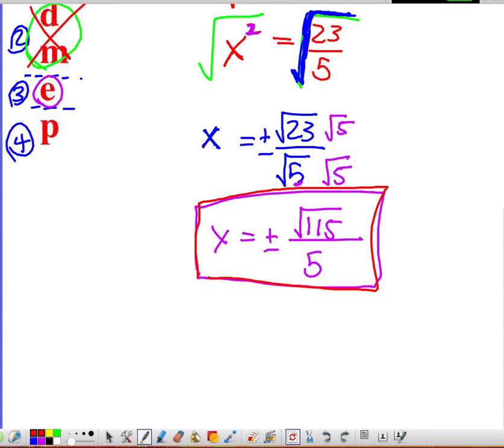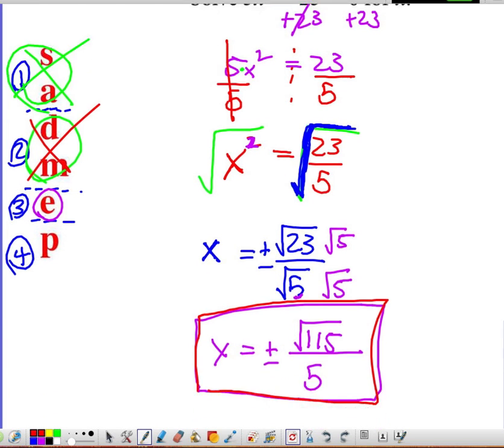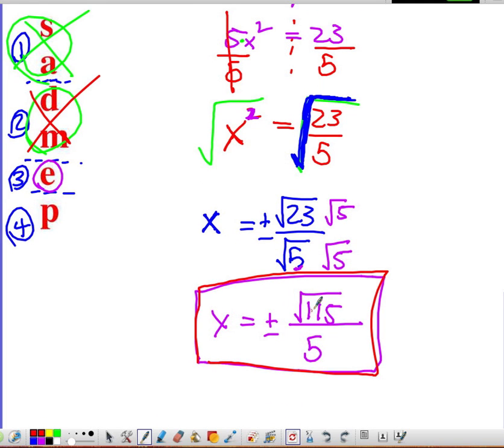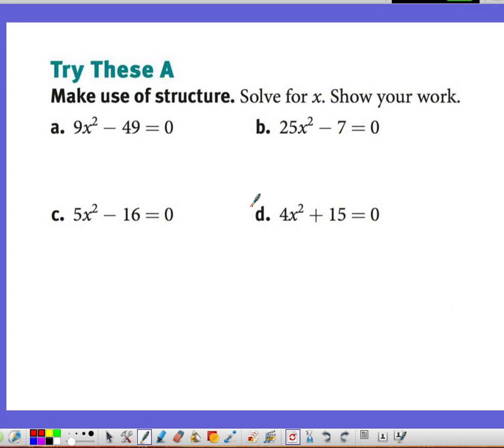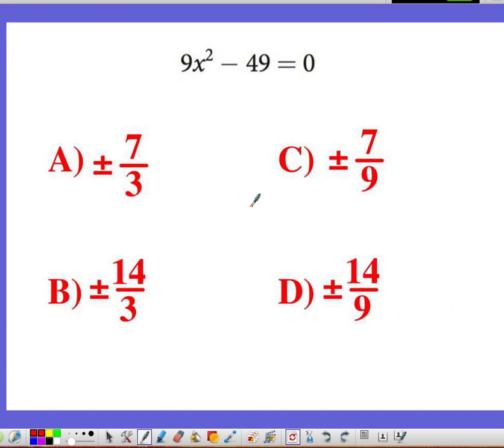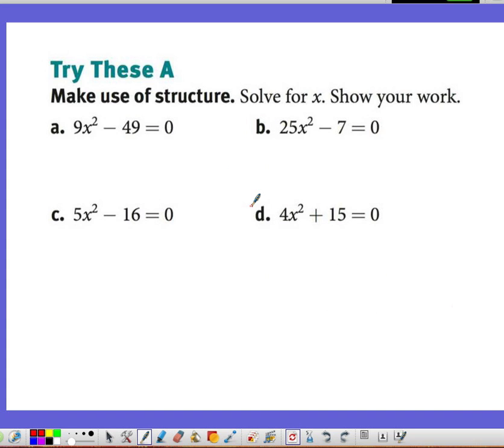Again, what we did here, we used reverse PEMDAS in order to solve for x, and once we solved for x, we wanted to rationalize the denominator. Basically, we don't have a square root in the denominator anymore. Alright. So we do have some more examples. Let's go ahead and do C.